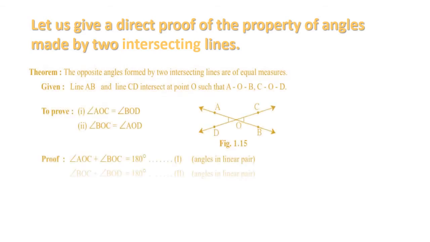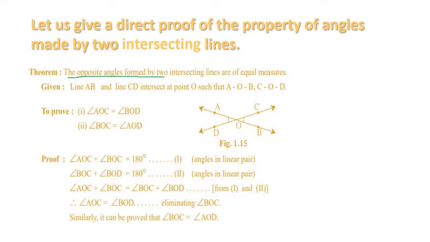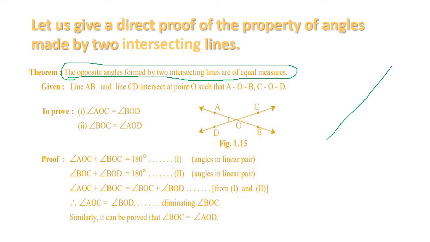For example, in your textbook there is an example given. The opposite angles formed by two intersecting lines are of equal measure. Now, if this is asked to prove, we have to have two intersecting lines. These are the opposite angles, one pair of opposite angles. This is another pair of opposite angles. We are asked to prove that these are of equal measure.